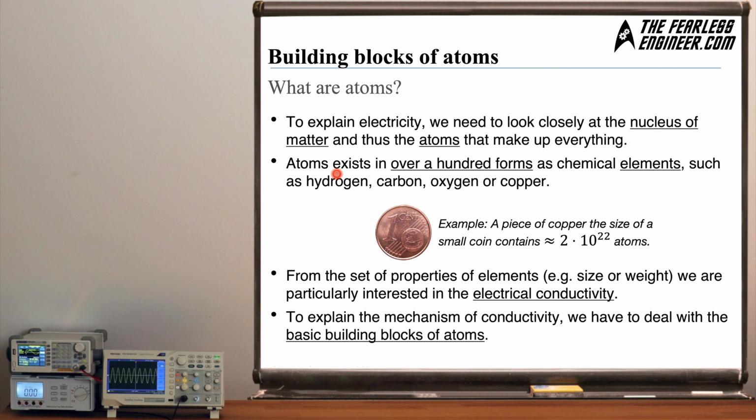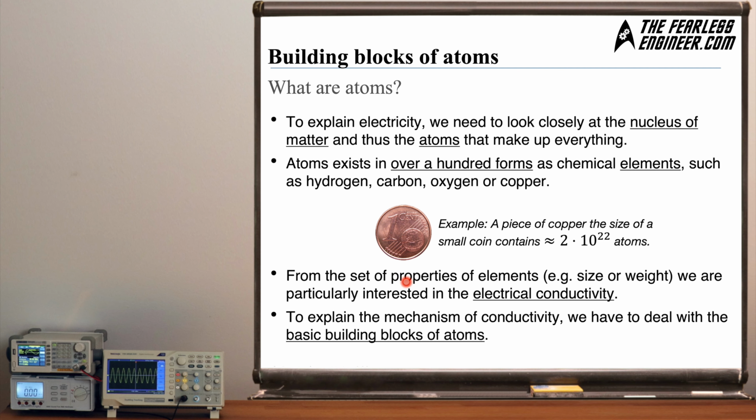And atoms exist in over 100 different forms as chemical elements, which are listed in the table of elements. You have surely heard about hydrogen or carbon or oxygen or copper or even plutonium or uranium. What you can see here, this small copper coin, assuming it were to consist of 100% copper, we can compute the number of copper atoms it contains and arrive at approximately 2 × 10^22 copper atoms within this small coin, just to give you an idea of the numbers we are talking about.